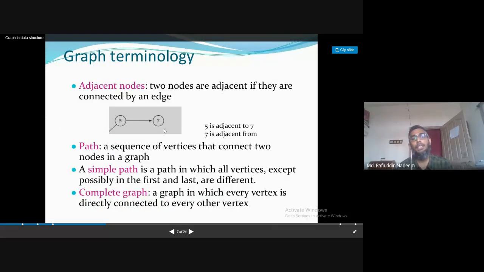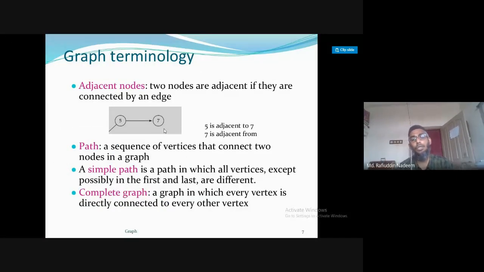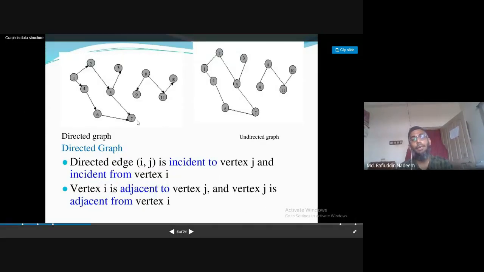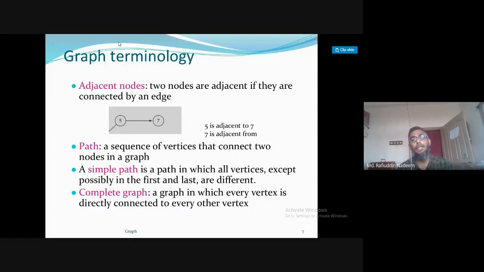So the path is a sequence of vertices connecting two nodes. So I can say 1, 2, 5, 7, or I can say 1, 4, 6, 7. Okay. If suppose it is 1 to 3, then I can say 1, 2, 5, and 3. So you have a sequence of vertices that connects in a graph.